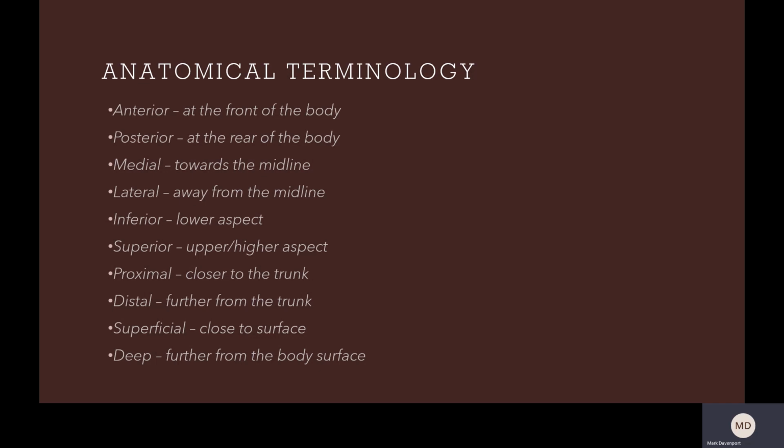So anterior is basically at the front of the body, so anything at the front of the body. Posterior is at the rear of the body, so post. Think of something that's happened in the past, post. That's how I used to always remember it. Medial sounds like middle, so it's towards the midline, and lateral is away from the midline. Inferior is the lower aspect, and superior is the upper or higher aspect.